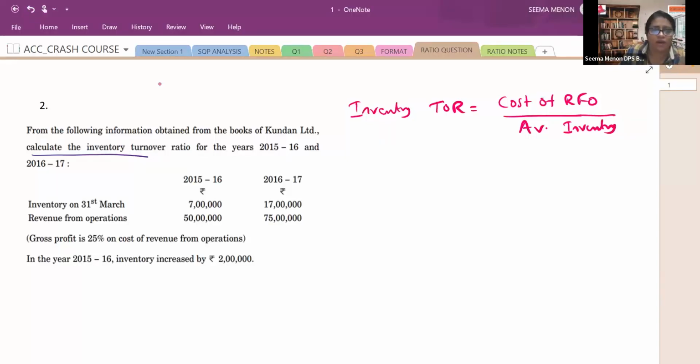Calculate the inventory turnover ratio for the years. Okay, 2 years you have to calculate, 2015-16 and 2016-17. First of all, you will write 2015-16, then we will calculate for 2016-17. Now let's see the inventory on 31st March. That means the inventory of 2015 is closing inventory.